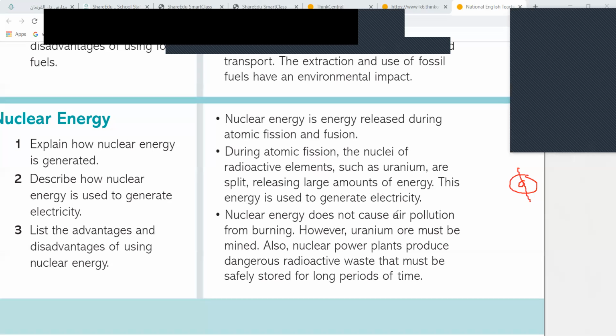Now, nuclear energy does not cause air pollution from burning. However, uranium ore must be mined. Also, nuclear power plants produce dangerous radioactive elements. Girls, when it is used in power plants, when it is used in industry, the waste that comes out is very dangerous. They can cause cancer. It must be safely stored for long periods of time.